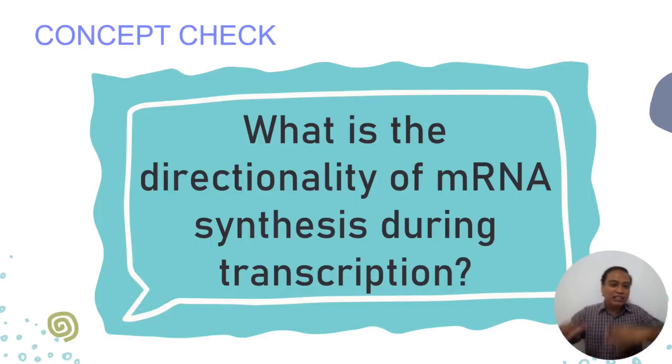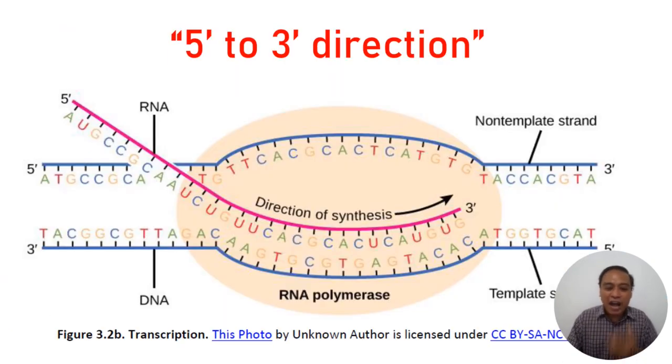Okay, so let's just have some concept check. What is the directionality of the mRNA synthesis during transcription? The answer to this is 5' to 3' direction. So you see here that the nucleotides will be added from 5' to 3' direction. So this is the direction of synthesis.